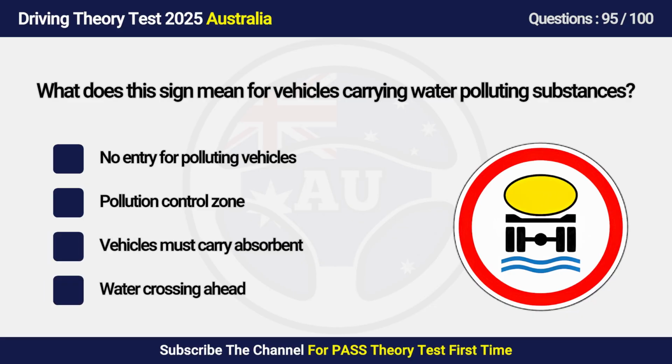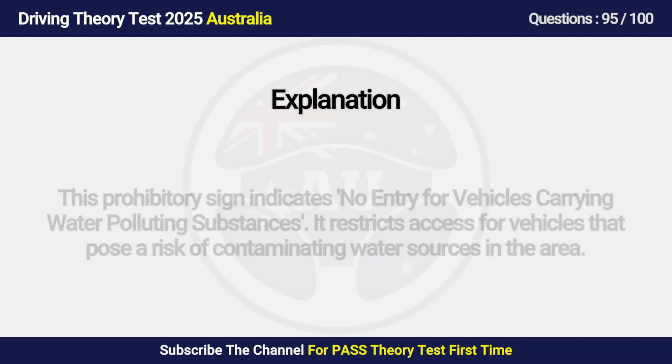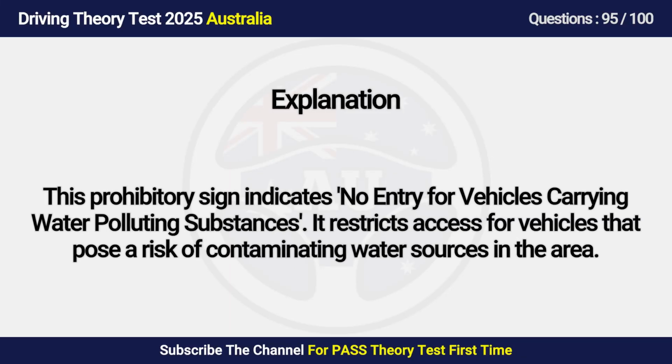Question 95. What does this sign mean for vehicles carrying water-polluting substances? A, no entry for polluting vehicles. B, pollution control zone. C, vehicles must carry absorbent. D, water crossing ahead. Answer is A, no entry for polluting vehicles. This prohibitory sign indicates no entry for vehicles carrying water-polluting substances. It restricts access for vehicles that pose a risk of contaminating water sources in the area.